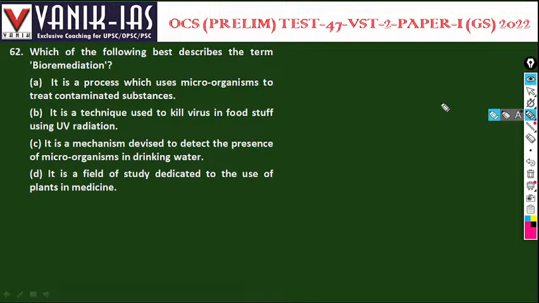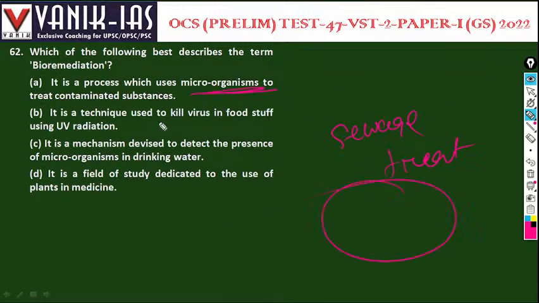Which of the following is best to describe the term bioremediation? Bioremediation means it is a process that uses microorganisms to treat the contaminated substances. It is regarding sewage treatment, right? That uses microorganisms. They will treat the contaminated area. That is called bioremediation. It is right. Rest of all options are wrong. It is a field study dedicated to use of plants to medicine. Mechanism related to the presence of microorganisms in drinking water. This is also wrong. Irradiation, no. A is the answer. That is bioremediation.